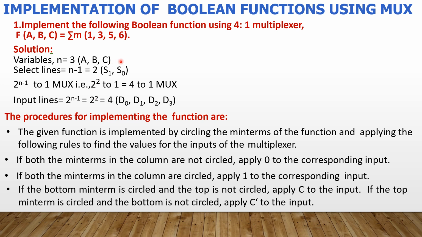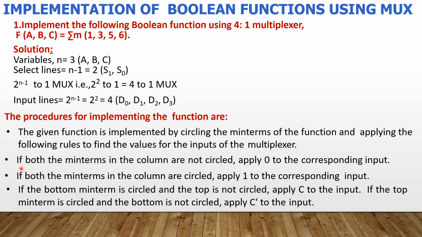So here, to implement this Boolean function using this multiplexer, there are some instructions. We have to construct the implementation table. In that, first we have to consider the given function that has to be circled. That is, first we have to mention all the minterms according to the number of variables given in the implementation table, and then make the circle mark for the given minterms in the implementation table. Once it is circled, then you have to follow three conditions.